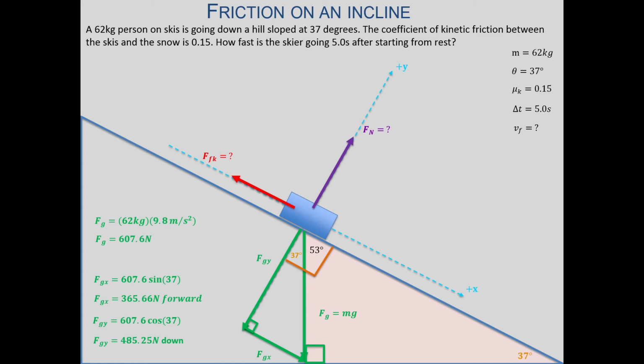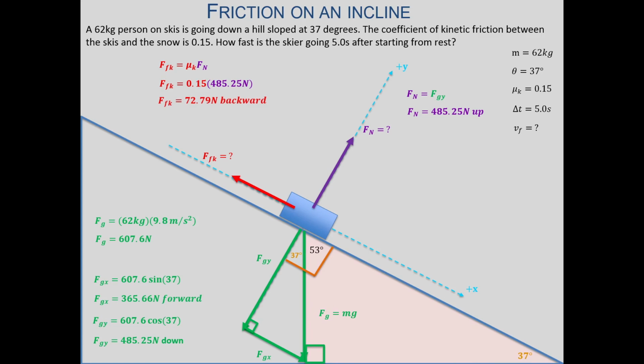Okay, so you might be wondering why we're going through all this trouble with tilting the axes to find components of gravity. The reason is now the normal force can be found, and the normal force is equal and opposite to the y component of gravity, 485.25 newtons up. With the normal force known, the kinetic friction force can be calculated by taking the normal force and multiplying it by the coefficient of kinetic friction, which comes out to be 72.79 newtons.